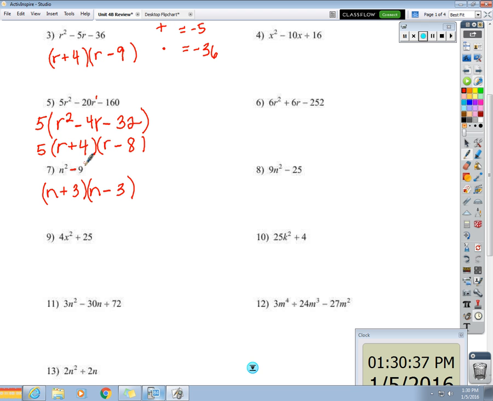Okay, if you recognize right away that this is a difference of two squares, then it's pretty easy to get your answer because they're almost identical with the exception of the signs. Okay, now what about number 9? What would we call that kind of problem?